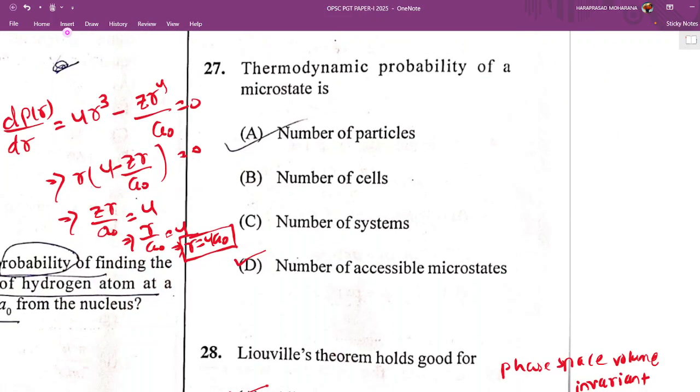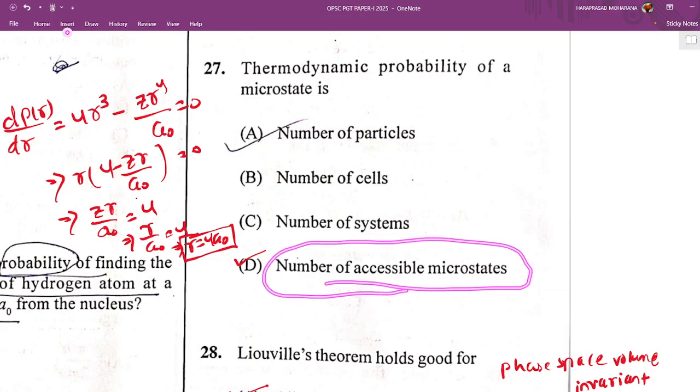Next, the 27 number question. Here the statistical mechanics questions start. Till the 26 number, it is all about quantum mechanics. Now statistical mechanics comes into the picture. The first question is the thermodynamic probability of a microstate. This is a theoretical question, and the easy one. The thermodynamic probability of a microstate is not the number of particles. So here the student has done wrong in this option. The correct answer is the number of accessible microstates. This will be the right answer to this question.